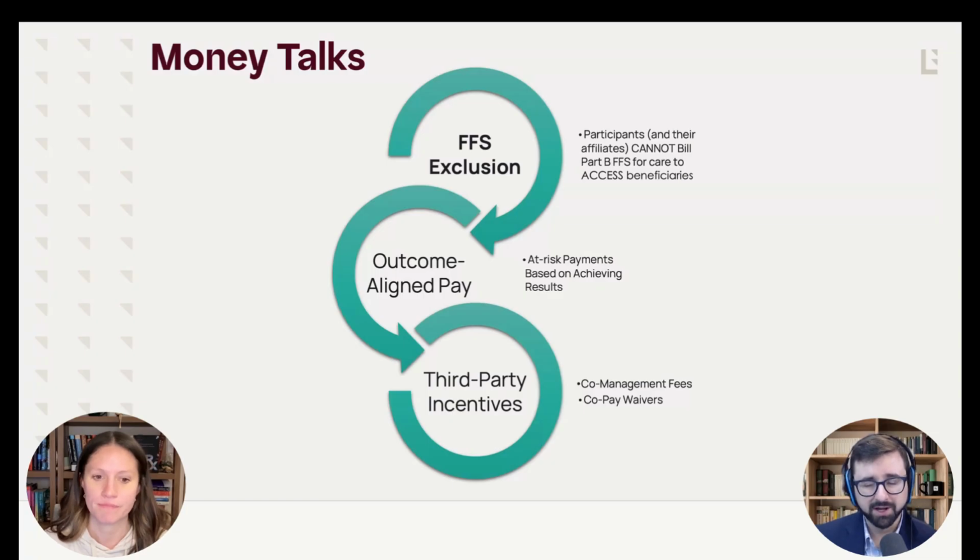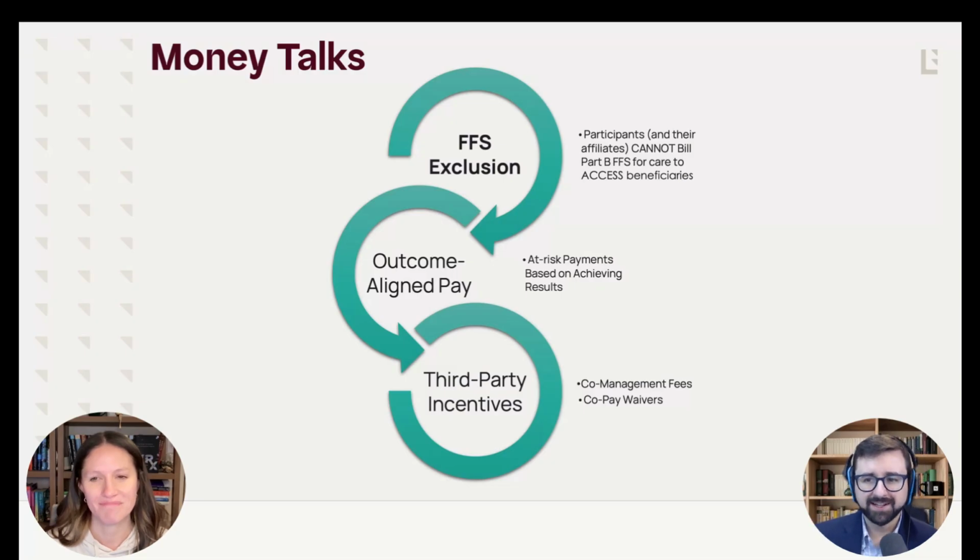because there are some carve-outs that are challenging to administer, and getting in the weeds there is beyond the scope of this presentation. But we do want to call this out because basically when you choose to participate in access, you have to recognize that you're not going to be able to bill that participant for Medicare Part B on a fee-for-service basis. That's important note number one.